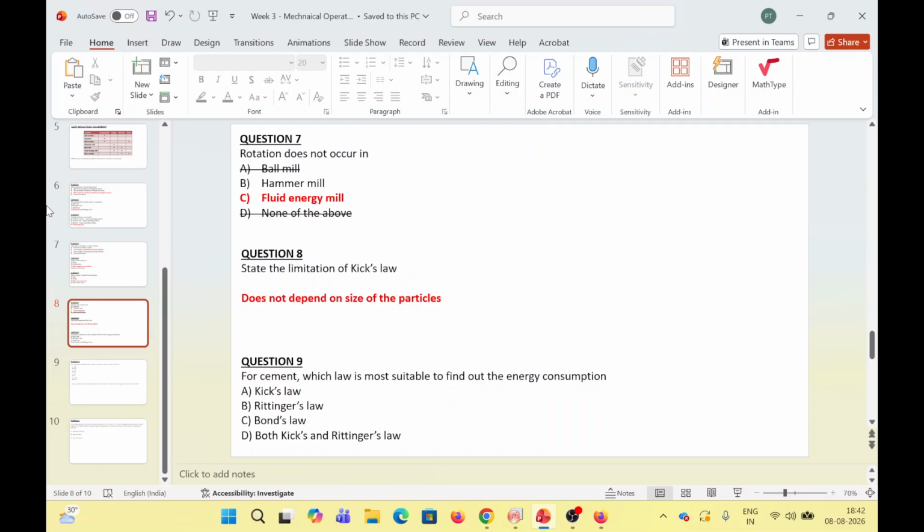Any questions? Any so far, or what is the answer for the question number 9? Remember, cement is the word. If you can identify whether this cement is going to be coarse or fine, you can get to know the answer for this question.